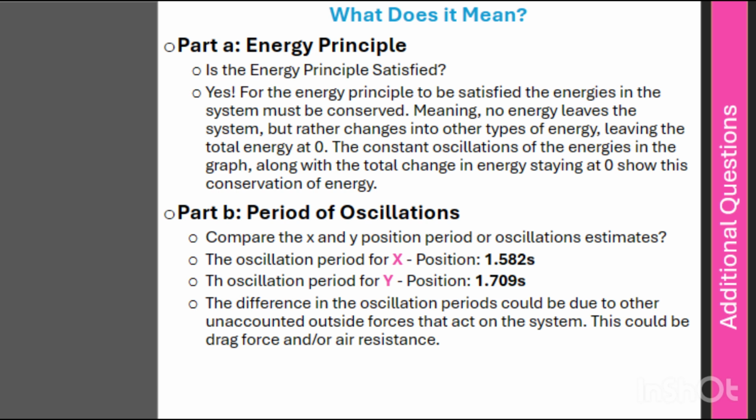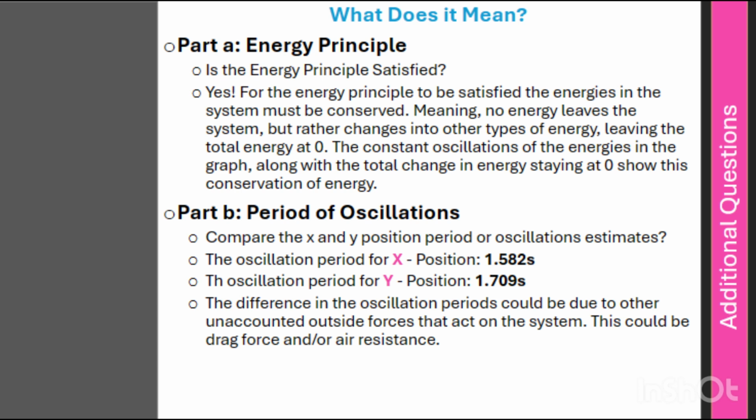So, is the energy principle satisfied? Yes, the energy principle is satisfied as seen earlier in the energy graph. All energies are conserved, meaning no energy leaves the system and energy is constant throughout the experiment. On the graph, the constant oscillations in the energy show this conservation. Additionally, the fact that the change in total energy is 0 shows that the initial and final energies are the same, so no energy was added or subtracted.